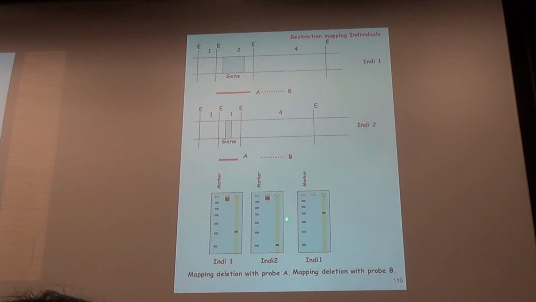But when I analyze this fragment from individual 1 with probe B, I get a specific fragment of 4 kb. And individual 2 with probe B, I get a 4 kb. So with probe A right here, individual 1 and 2 have a difference. With probe B, individuals 1 and 2 have no difference. So the probe and the enzyme determines what's going on. You will see a difference only with probe A. You will not see a difference with probe B.